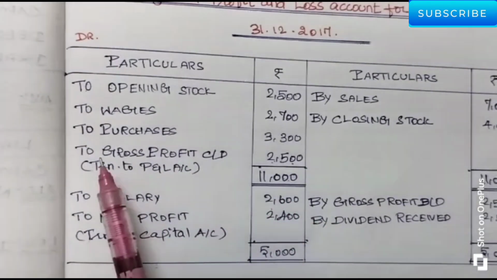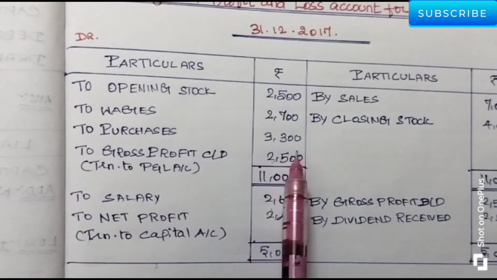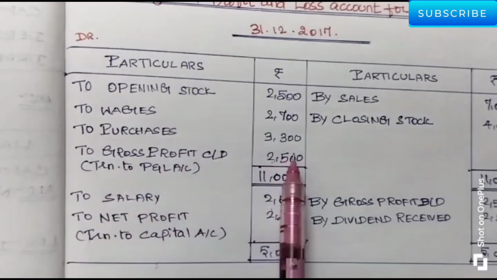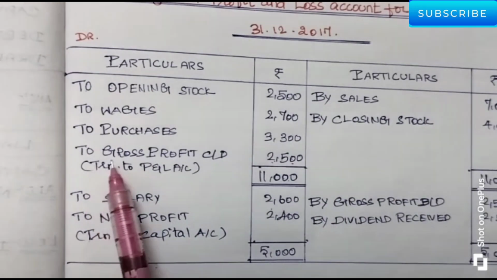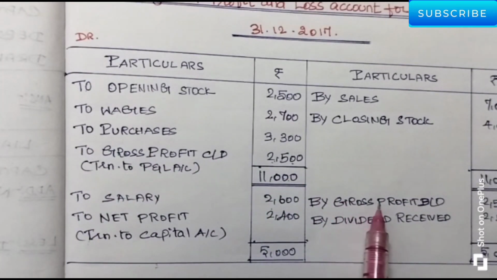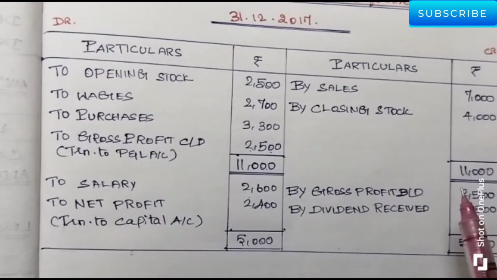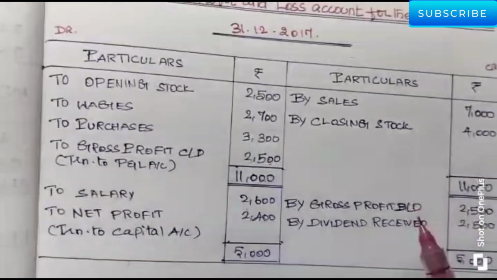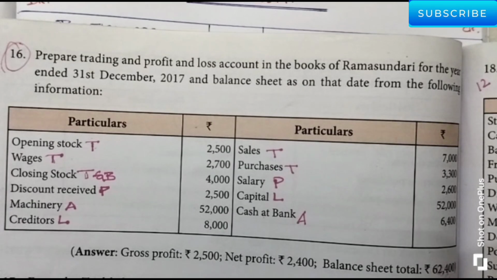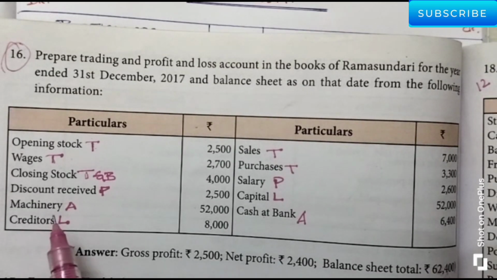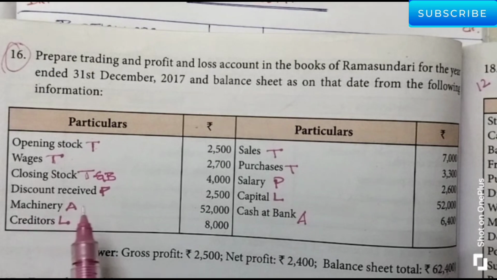Here we find on the trading account gross profit 2500. So that gross profit of 2500 you have to transfer from the trading account to the profit and loss account, credit side. So on the credit side of the profit and loss account you write "By gross profit brought down 2500 rupees" we entered. And next, according to the given information in the question, we will enter the items related to the profit and loss account.